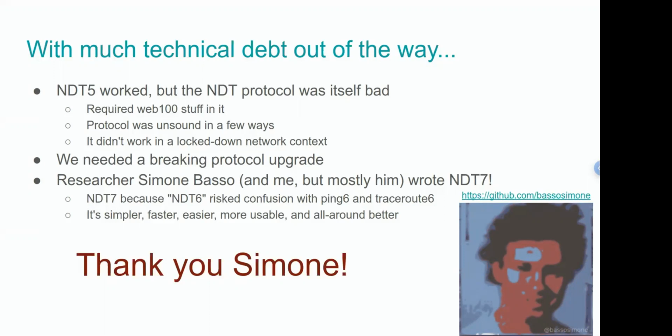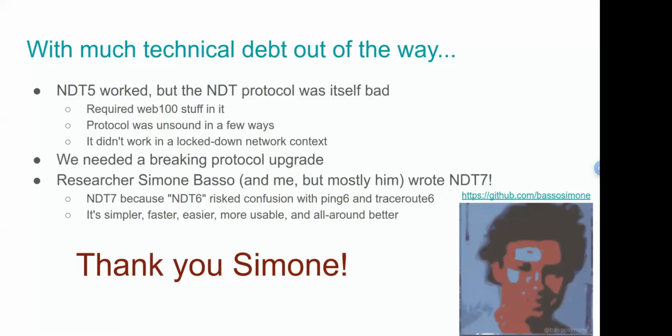And worse, NDT5 didn't work in a locked down network context. It required ports besides 80 and 443. And for a lot of clients out there, for a lot of people who want to run a speed test, they're locked down to a really restricted range of ports, and they cannot access services on ports besides 80, 443, and one or two others. So we needed a breaking protocol upgrade, or something that sort of preserved the spirit of things.